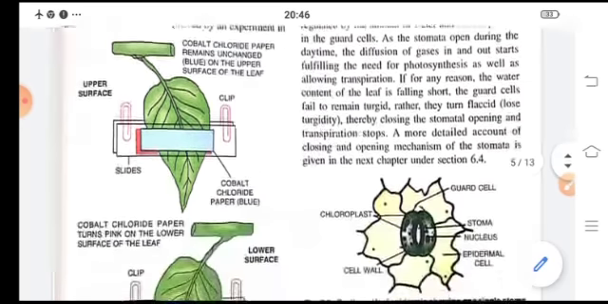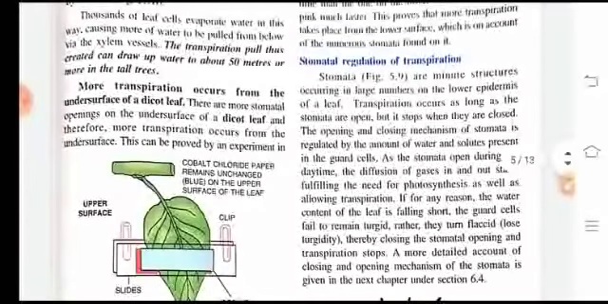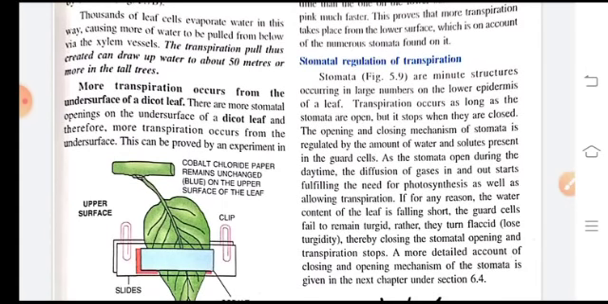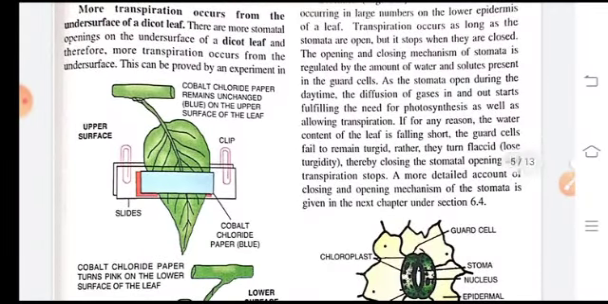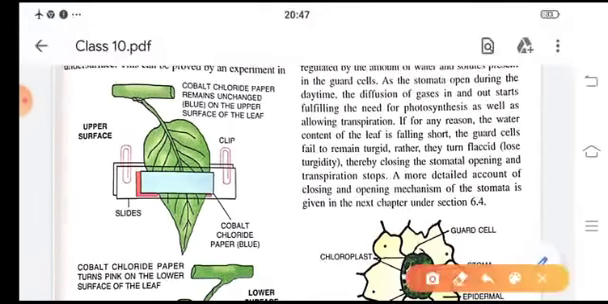So here is the stomatal regulation of transpiration. You know that stomata are minute structures and they are more numerous in the lower epidermis of the leaf. Transpiration occurs during the daytime, and it stops during the night time. The opening and closing of stomata are regulated by the amount of water and salts present in the guard cells. As the stomata open during the daytime, diffusion of gases takes place in and out, which fulfills the need for photosynthesis, and it also allows the transpiration process.